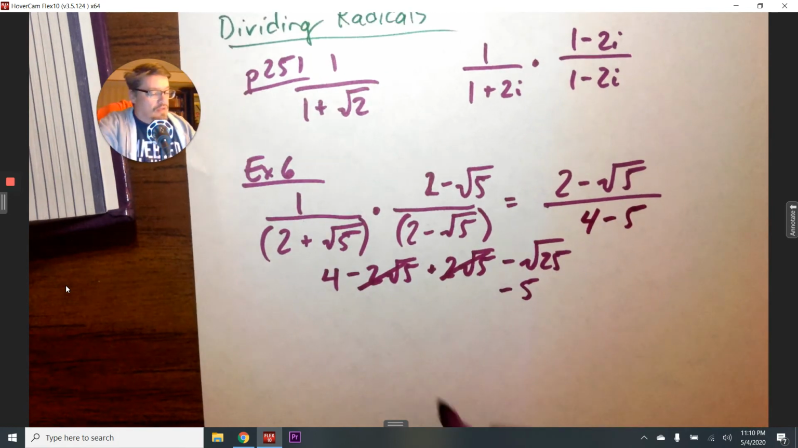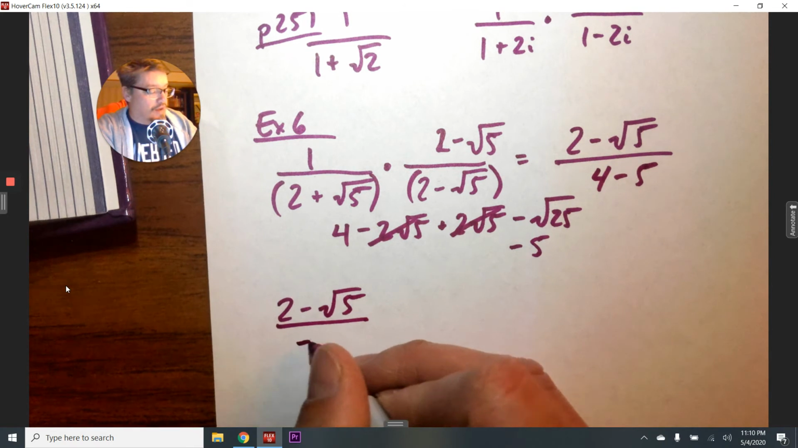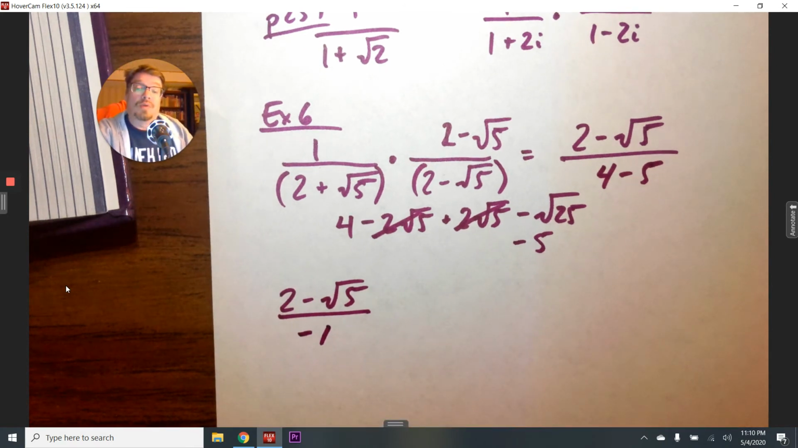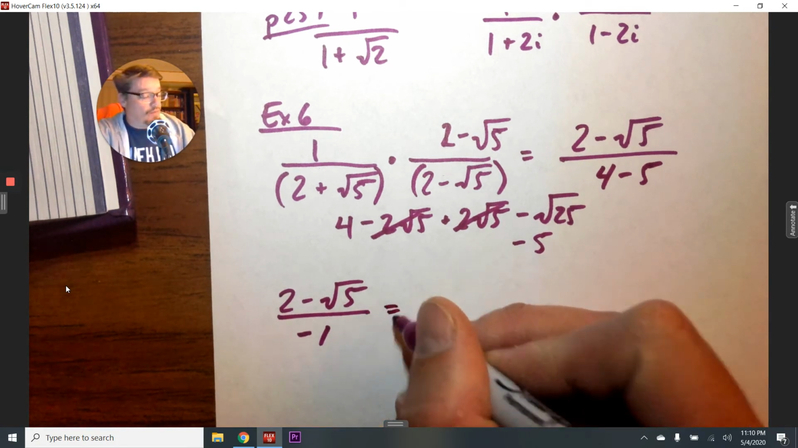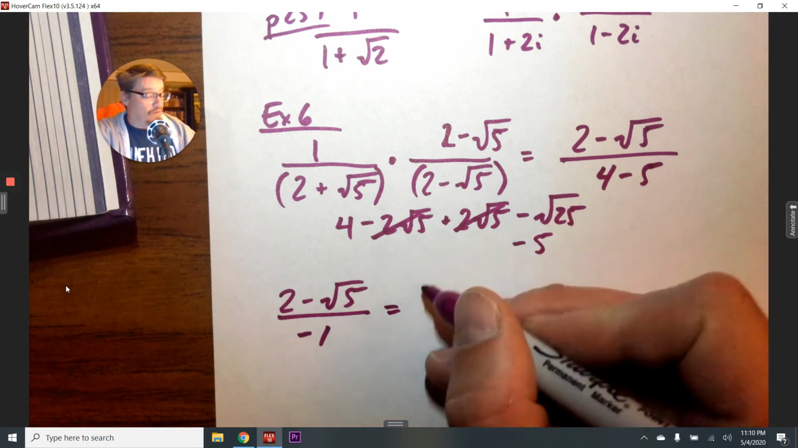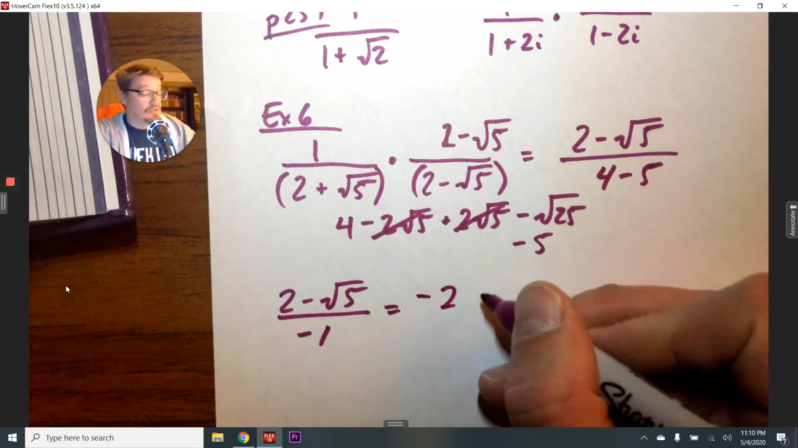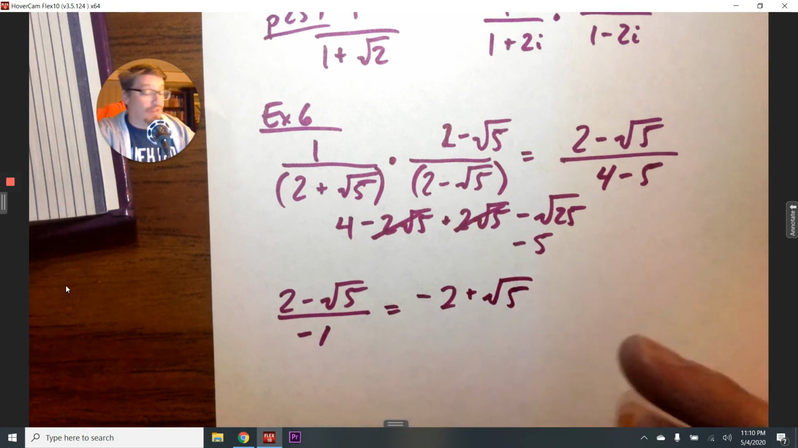So when you have 2 minus radical 5 over negative 1, since 4 minus 5 is negative 1, we actually want to get rid of the negative sign in the denominator as well. And so when we do that, we just divide everything by negative 1. So 2 divided by negative 1 is negative 2. And then negative radical 5 divided by negative 1 is actually positive radical 5. And we will actually leave it in this form.